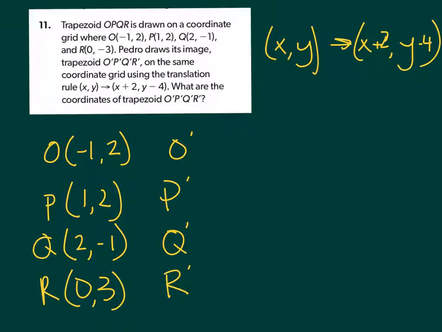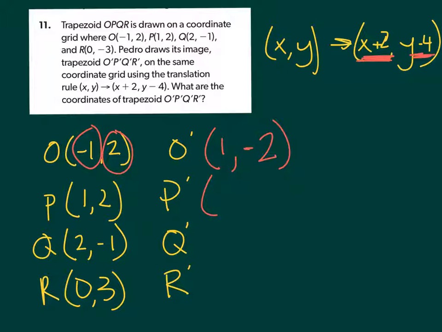So let's look at O for a moment. It's at -1, 2. But we are going to add 2 to the x value. -1 plus 2 is 1. But then my y value, which is at 2, I'm going to subtract 4. 2 minus 4 is going to be -2.